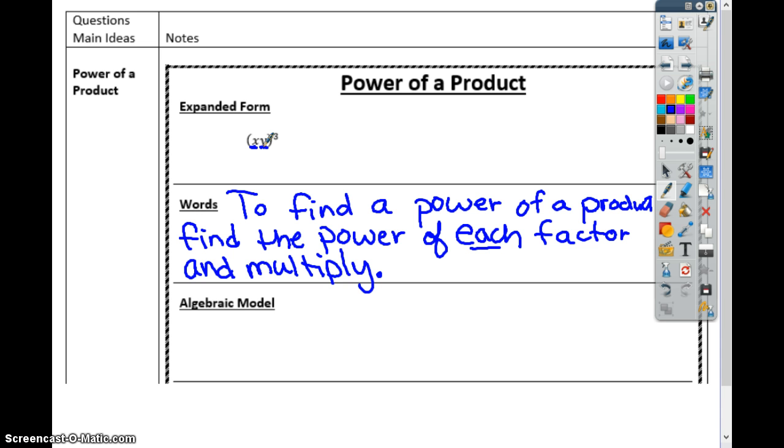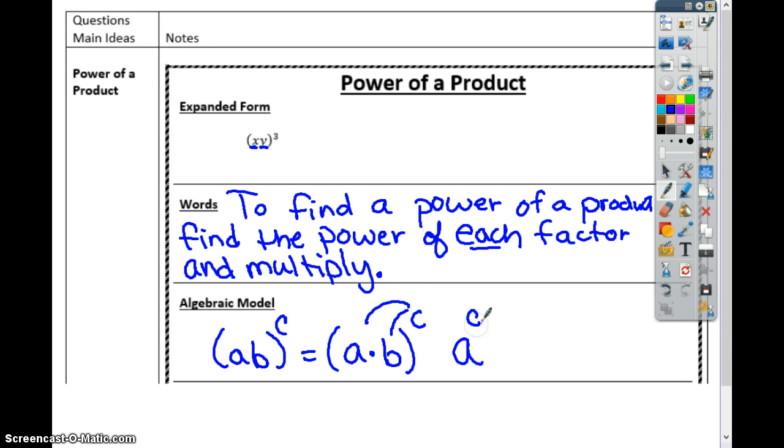In an algebraic model, well, that would be if you have (ab) to the c power. I know you guys all like to use the a, b, and c from Pythagorean theorem. That means a times b to the c power. All right, and then that equals, because we have to multiply it, so it's a to the c power, b to the c power. That's what it would look like algebraically. All right, let's do some examples. Let's practice.